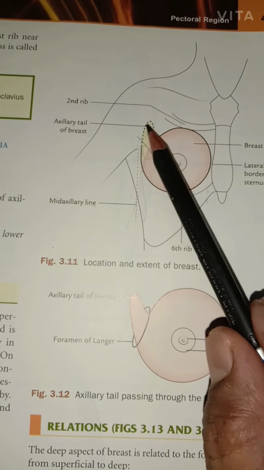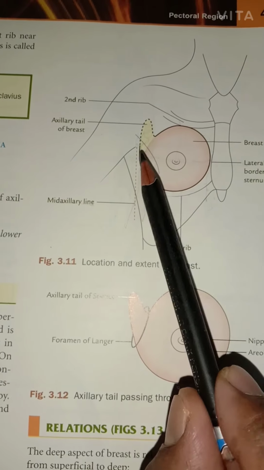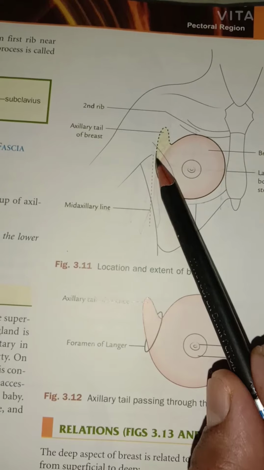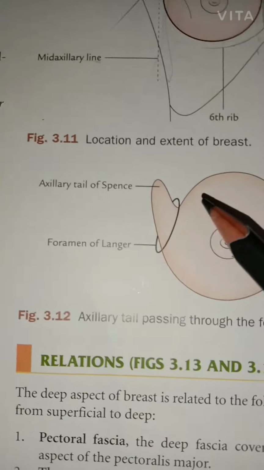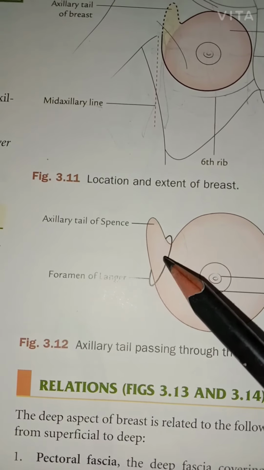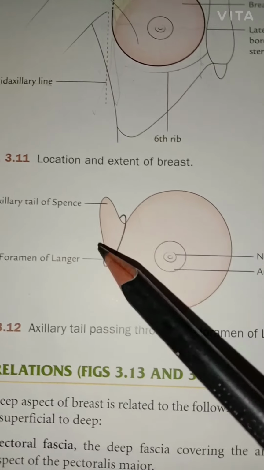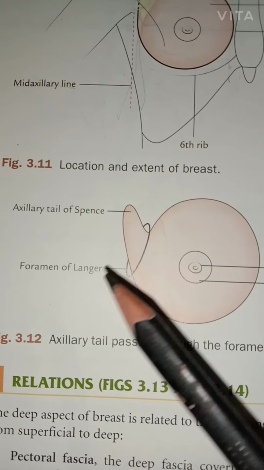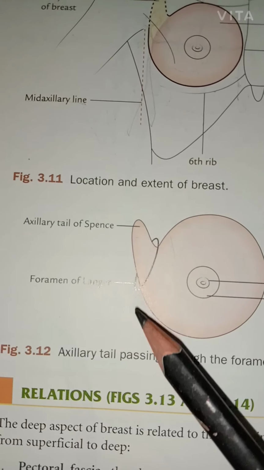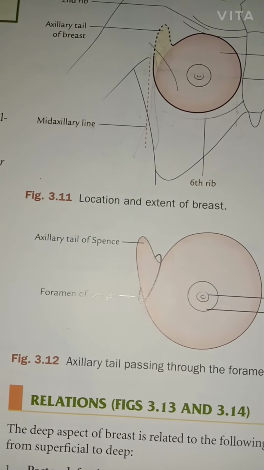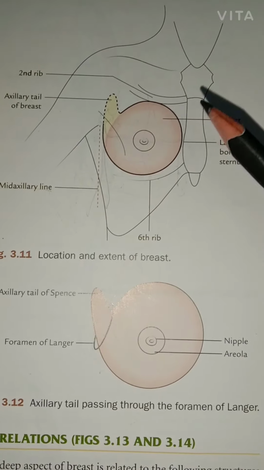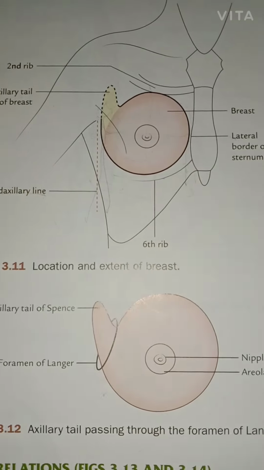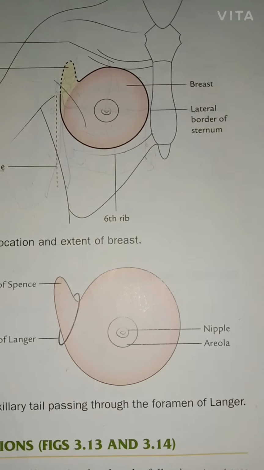This small part of the breast passes through an opening in the deep fascia. This foramen is called the foramen of Langer. Okay, then the extension or measurement of the breast.